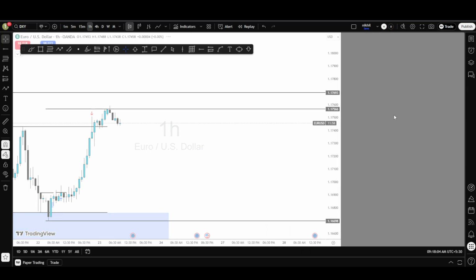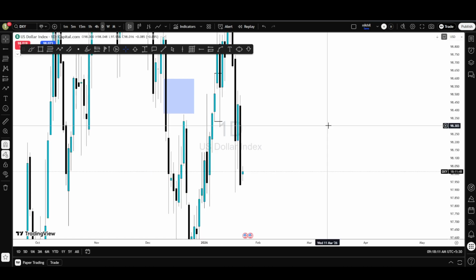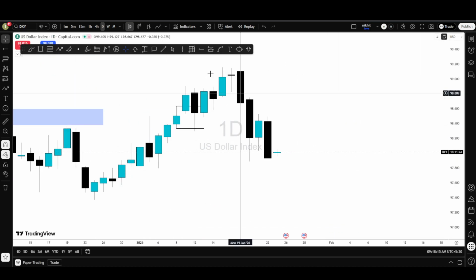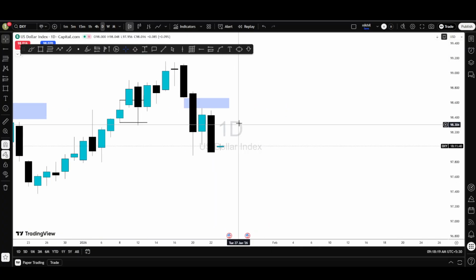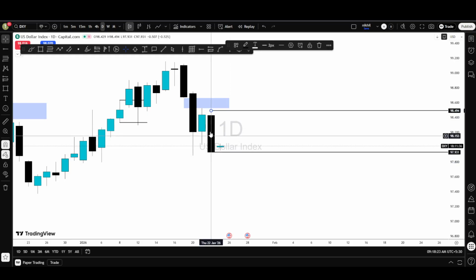Is DXY strong or weak? DXY is the dollar index. So on the dollar index, a fair value gap over here. For CRT, using this candle high and low. I'll see how the dollar is behaving compared with the EUR. So yeah, that's it for today.